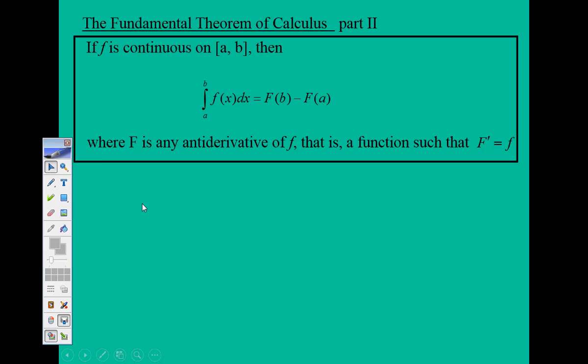If f is a continuous function on the interval a to b, then the integral of f of x dx from a to b equals F of b minus F of a. Now, capital F means we found the antiderivative and we're evaluating the antiderivative at b minus the antiderivative evaluated at a, where F is any antiderivative of f, that is a function such that F prime of x equals f of x.